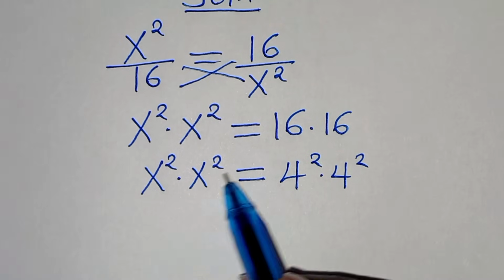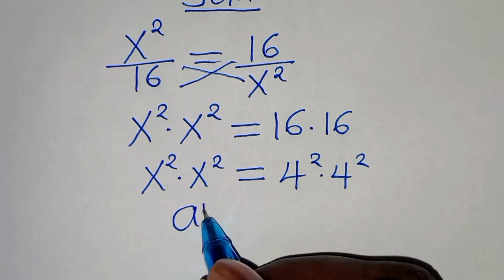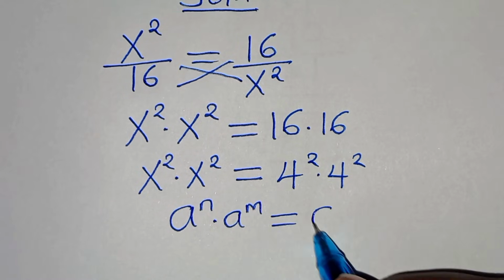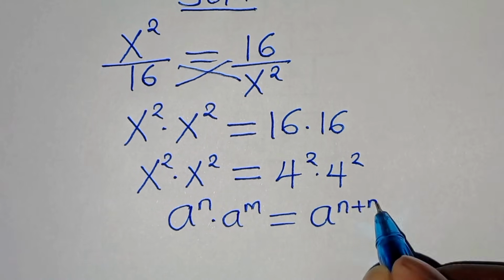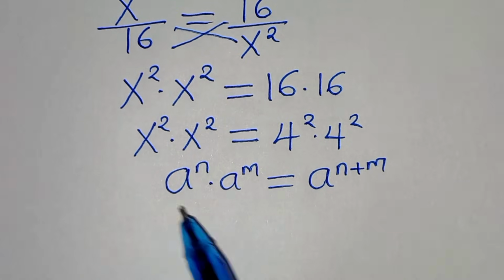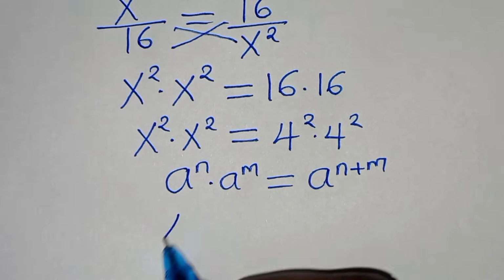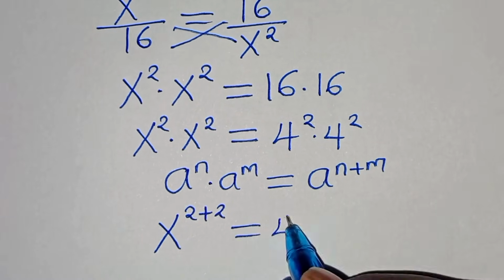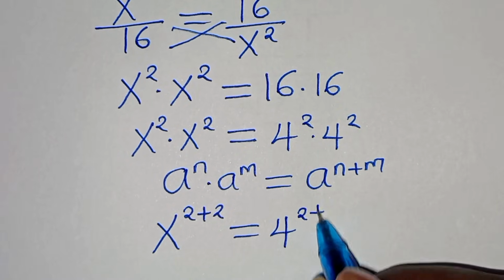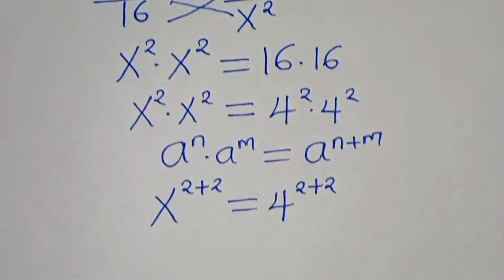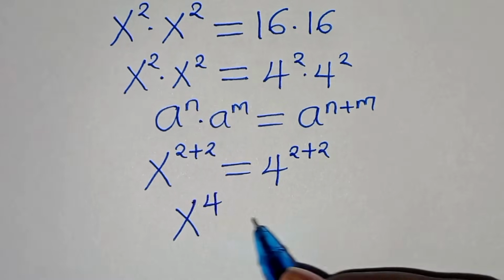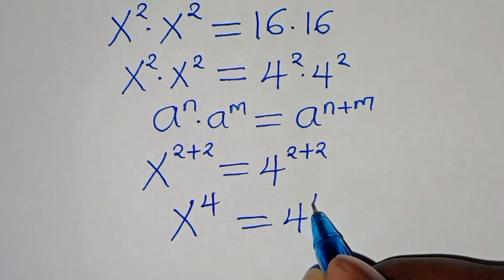Now, this is actually in the form of a to the power of n times a to the power of m, which we can express as a to the power of n plus m. So applying this exponent property, we have x to the power of 2 plus 2. This is equal to 4 to the power of 2 plus 2. So this means we have x to the power of 4. This is equal to 4 to the power of 4.